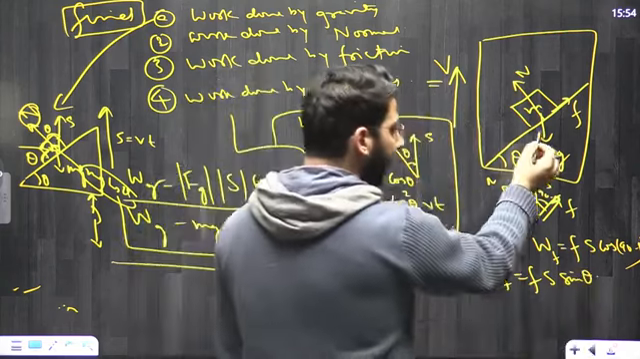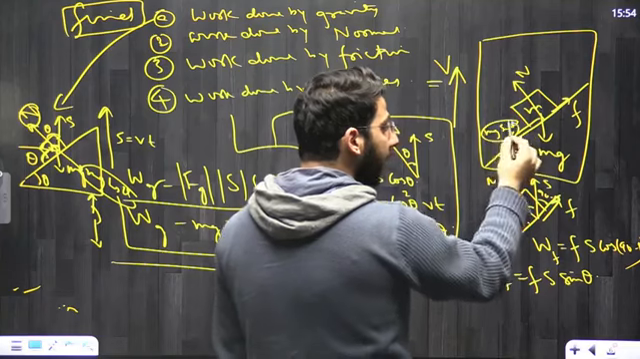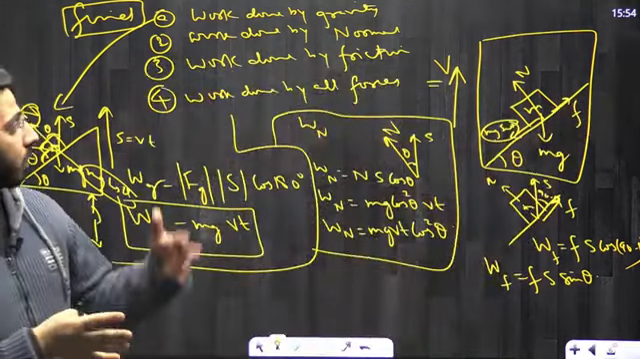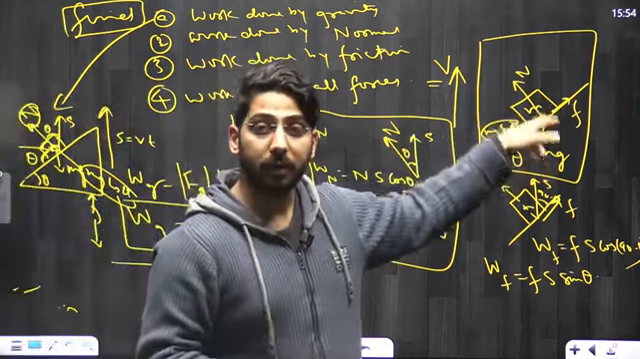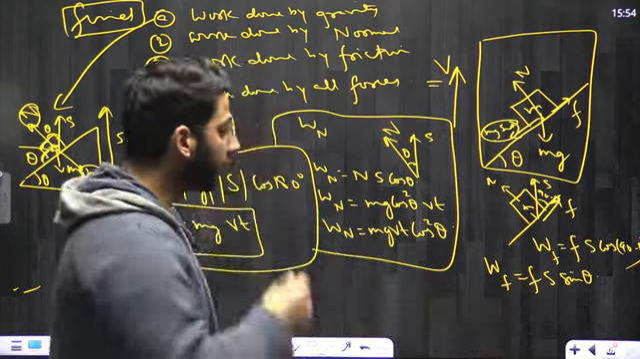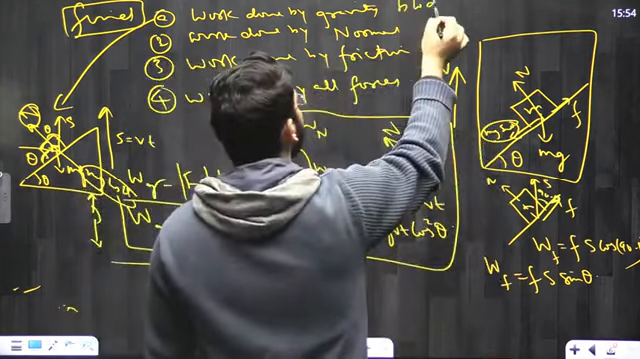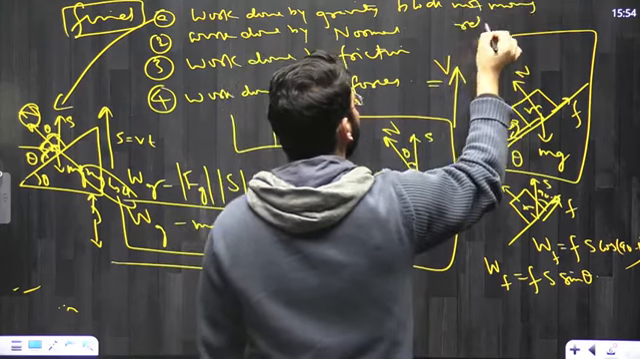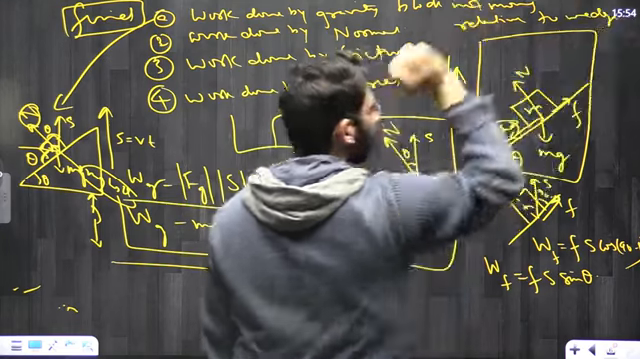You can clearly see that mg has one component like this, that is mg sin theta, and mg sin theta is balancing this. Maybe I forgot to mention that this block is not moving relative to this wedge. So you have to assume the block is not moving relative to the wedge. That's the condition.